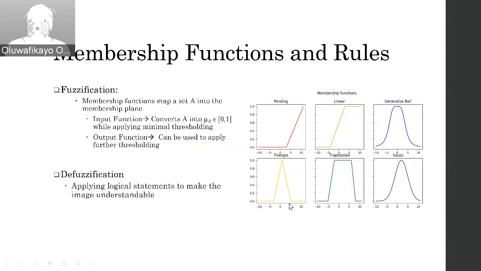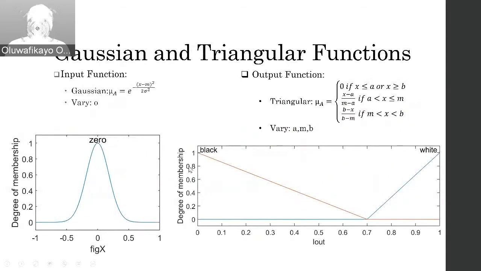But these are some common membership functions that are used for fuzzy logic. But in this case, we used the triangle and Gaussian functions. So our input function was the Gaussian function, and we varied the standard deviation in order to control the width of this curve. And our output function was the triangular function, which we varied the vertices of the triangles in order to determine what the intensity of the edge would be and how strict we wanted our edge detection to be.